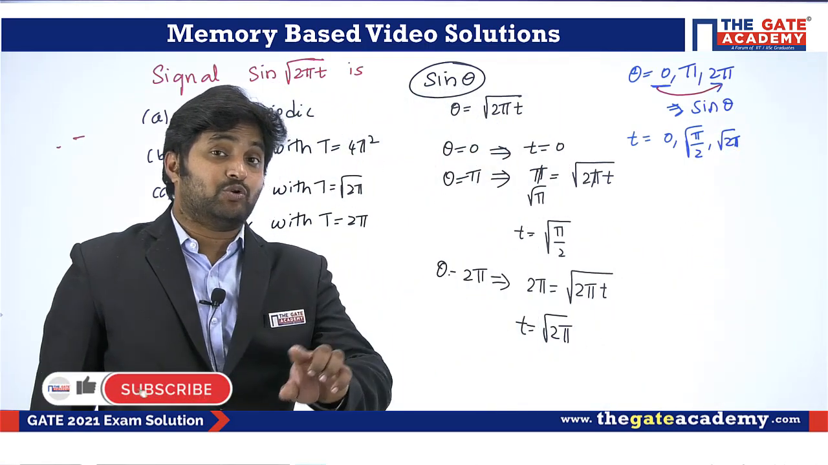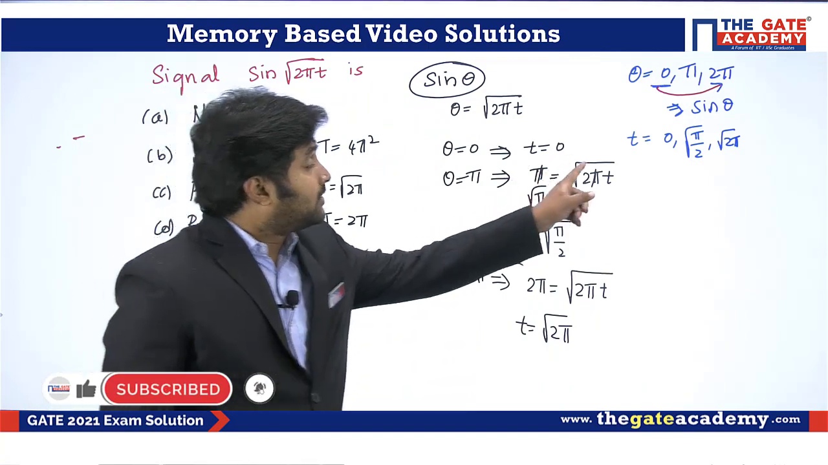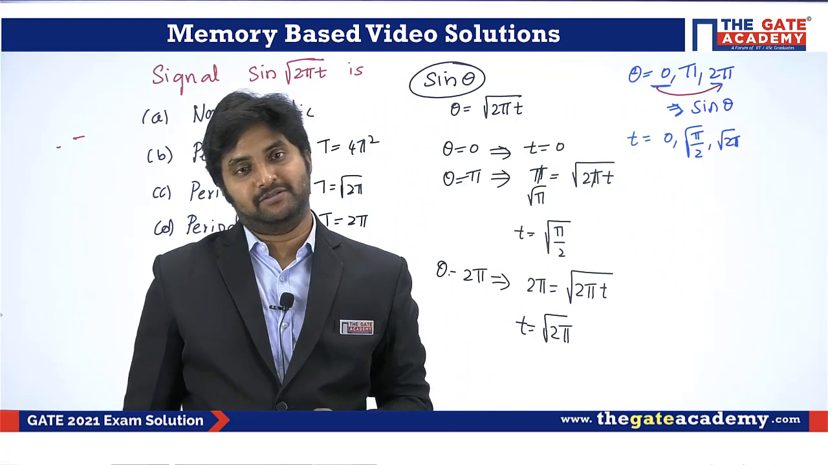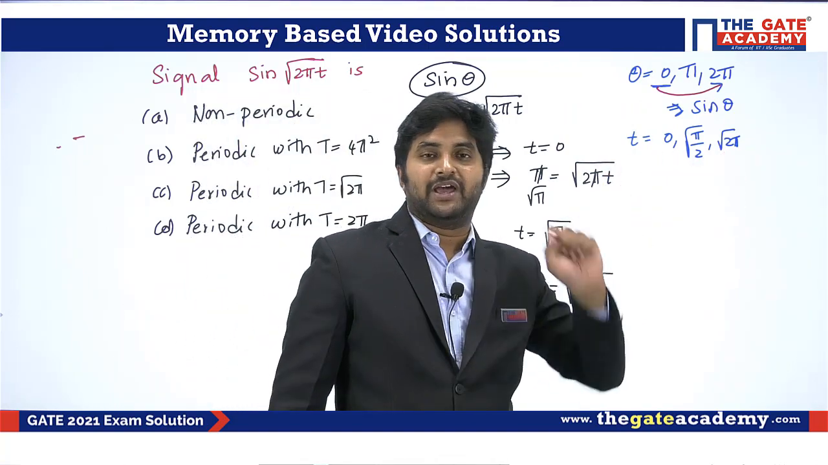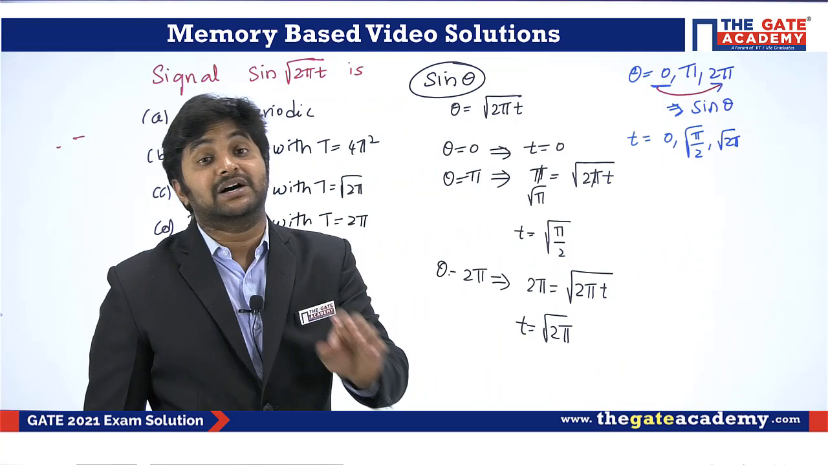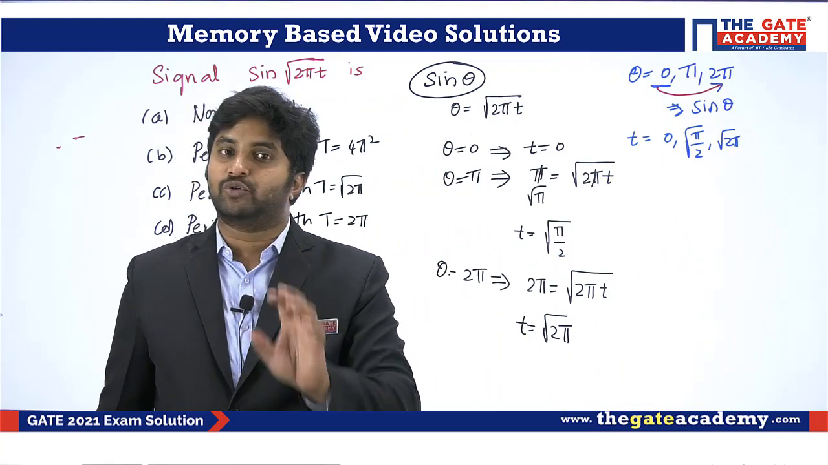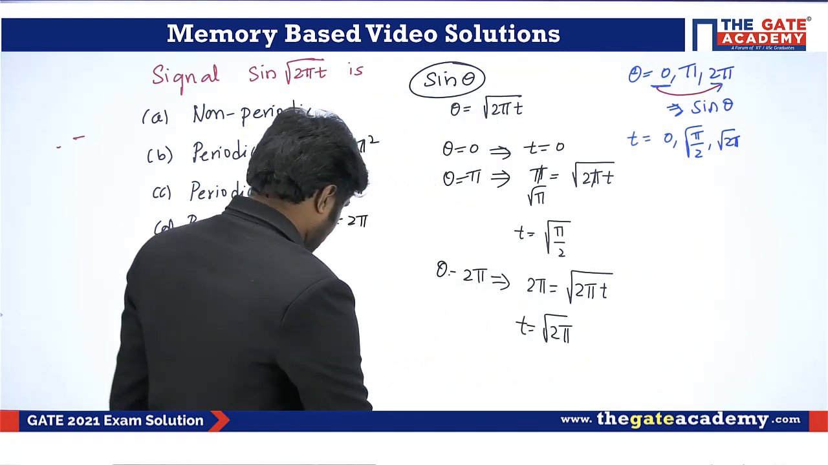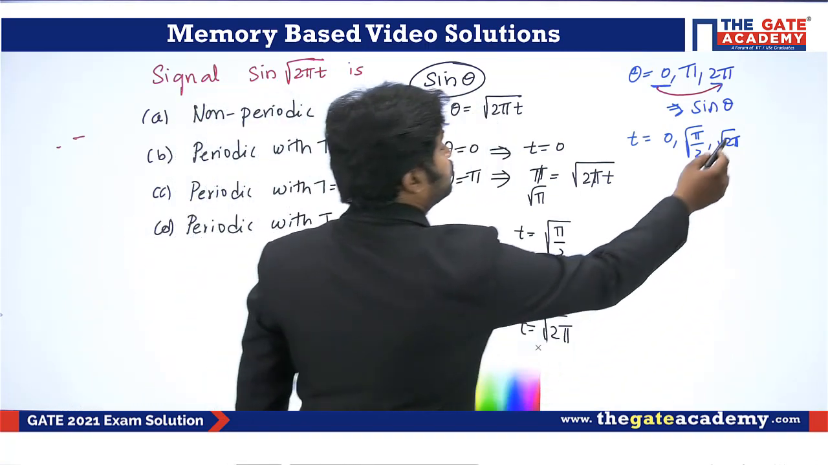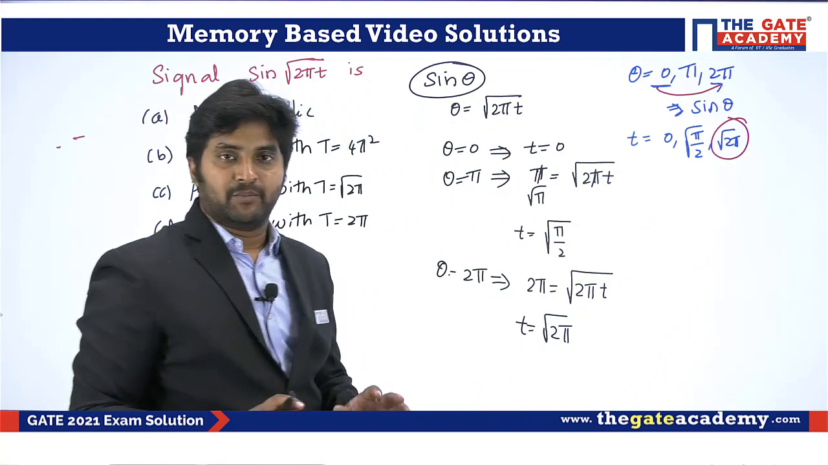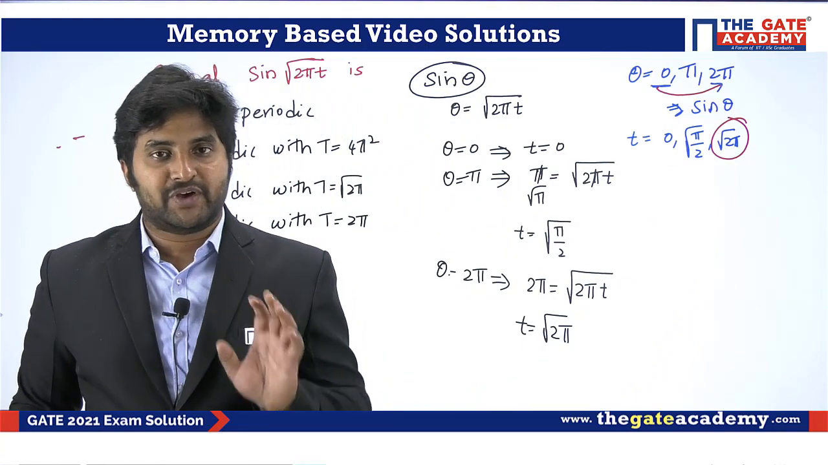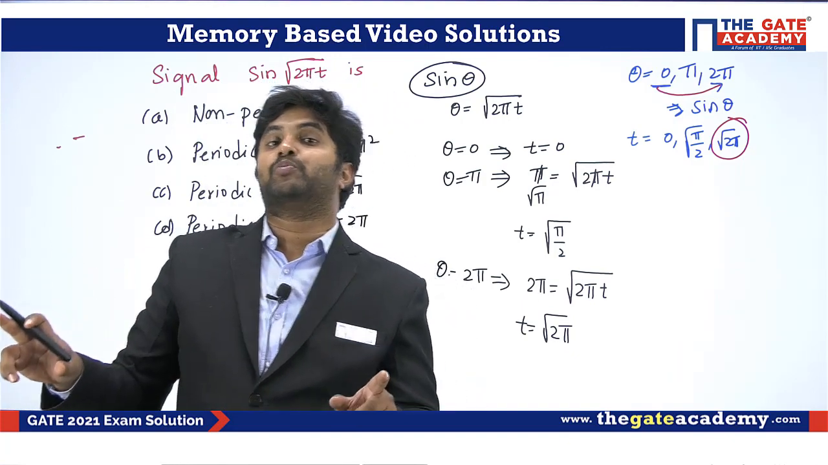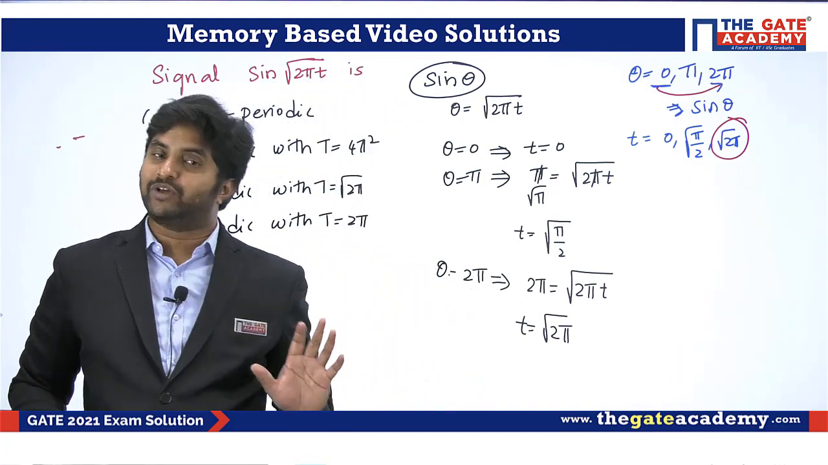So at t equal to root 2 pi, the function is going to complete the cycle. Yes or no? So here, root 2 pi should be the correct answer, my dear students. Why, sir? Because sine theta is a periodic function. At theta equal to 0, the cycle starts. At theta equal to 2 pi, one cycle is going to get completed.